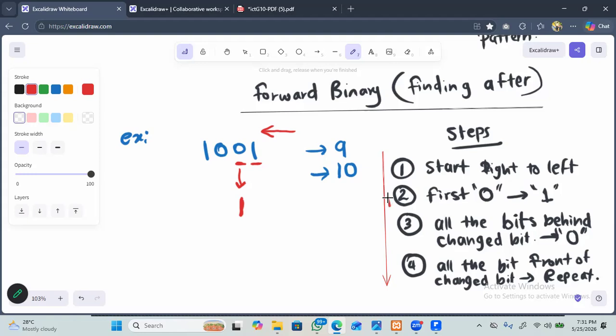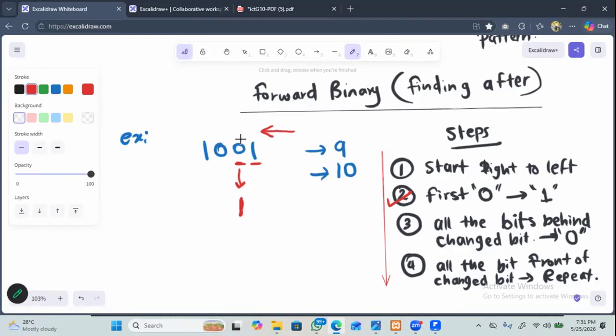Here, see, second step is complete. That is the first 0. You are looking right to left. This is not a 0, so you skipped it. This is the first 0 you see. Therefore, you turned it to number 1.